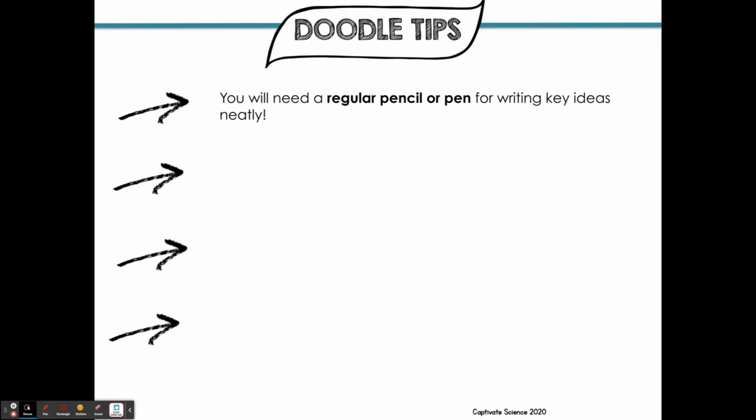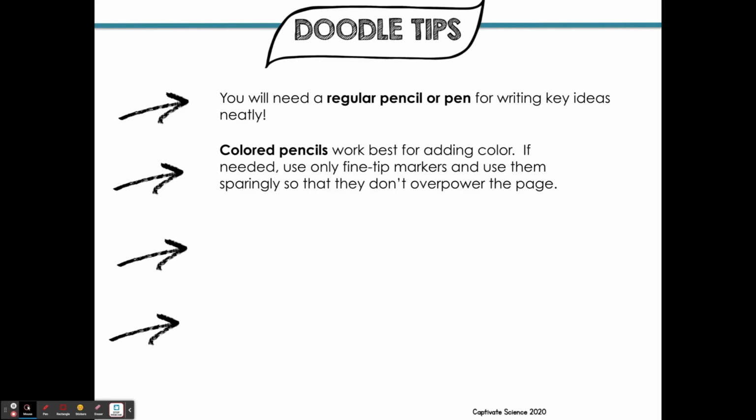Right, so tips, obviously, like I said, regular pencil or a pen. I would prefer a pencil, just in case you mess up, then you don't have to start over. Colored pencils will work best for adding color, so please do not use markers. Crayons are okay, but you're just going to have to color very lightly so that you can still see the writing underneath them.